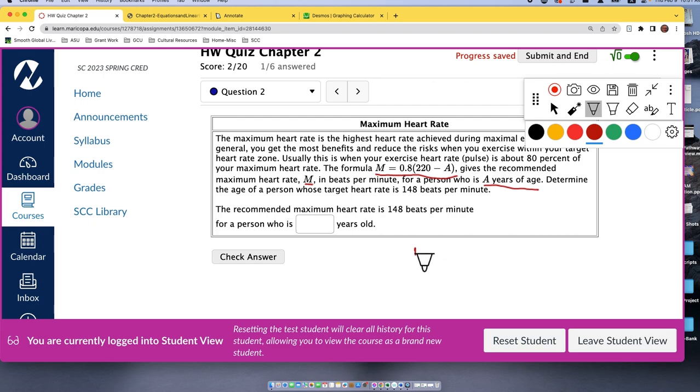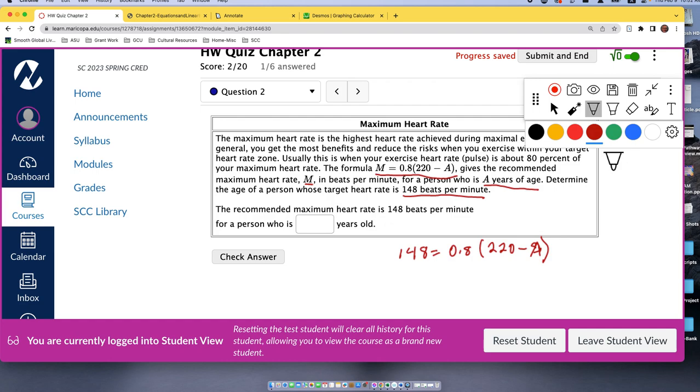And actually, I'm going to rewrite the equation down here. Now, we got a parenthesis in here, but we'll deal with it as we can. And now come the instructions. Determine the age of a person whose target rate is 148 beats per minute. So, determine the age, that's telling us what we're looking for. So A is what we're going to find. So we have to plug in 148 for A. Well, no, for M, because M is the beats per minute. So we'll erase the M because they gave that to us.